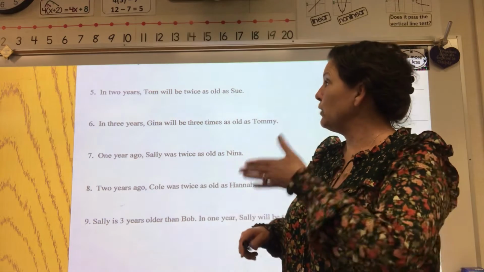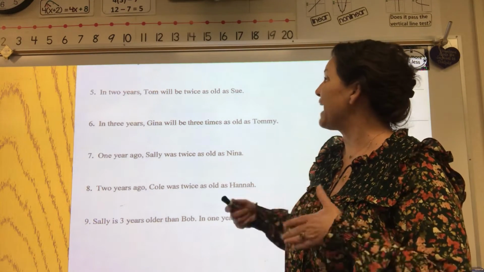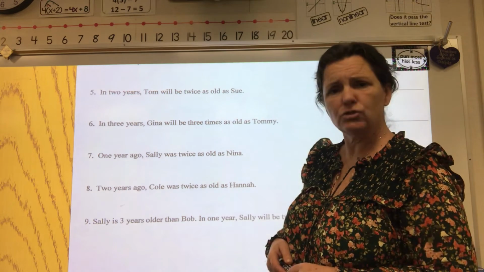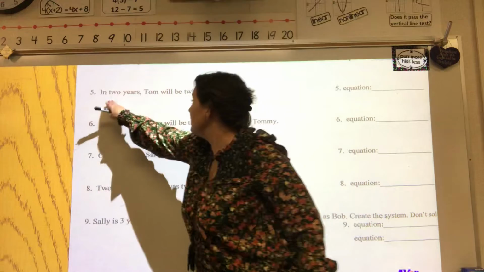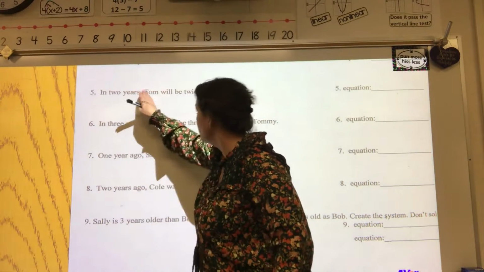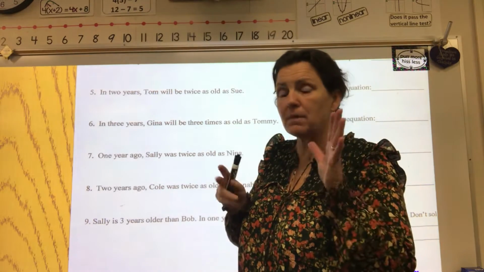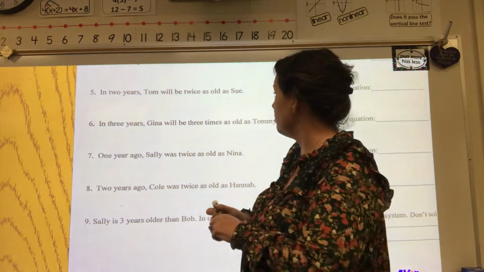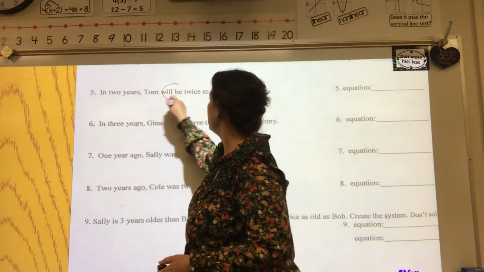In 2 years, Tom will be twice as old as Sue. In 2 years, comma, all of that stuff happened. So we know there's something about the number 2. That's good to know. But first, let's find where our equal sign is located. Will be. Nice.